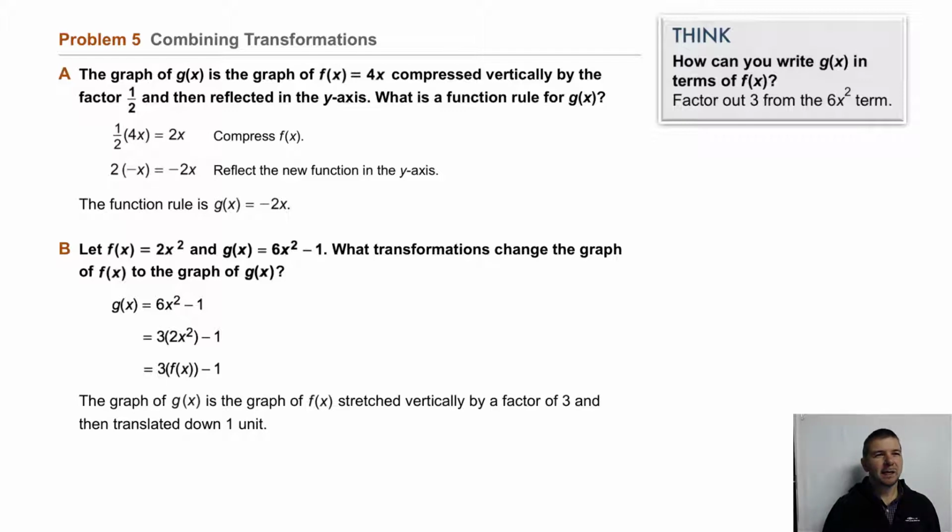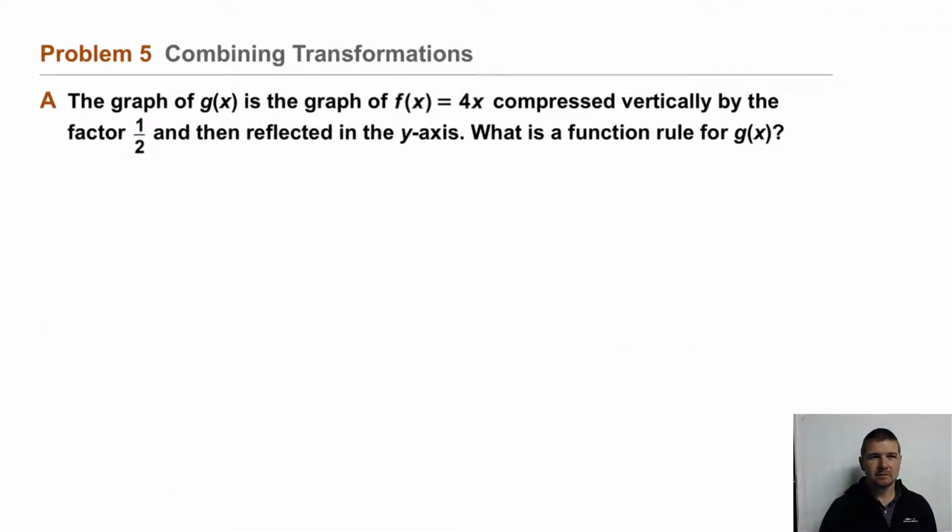Problem 5, combining transformations. Part A, the graph of g of x is the graph of f of x equals 4x compressed vertically by a factor 1/2 and then reflected in the y-axis. What is a function rule for g of x?